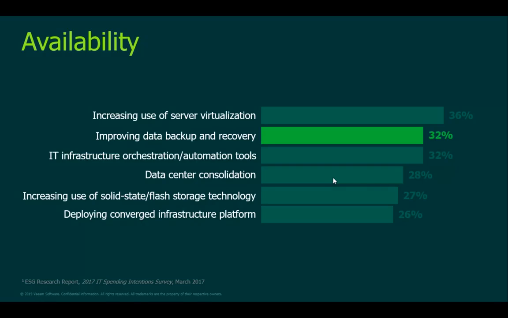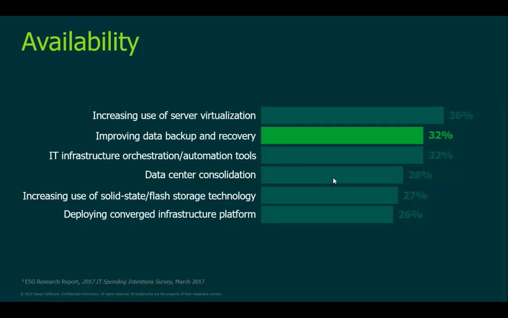The point is that the end customer is interested in listening to this. If you talk about increasing use of server virtualization, almost 36% of the data centers all over the world are using it. If you talk about data backup and recovery, 32% of the industry is using it. Then there is IT infrastructure orchestration, data center consolidation, and improving your data center speed by upgrading your environment with the latest hardware, which includes SSD, flash storage technologies, etc.